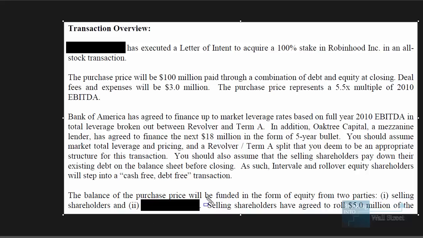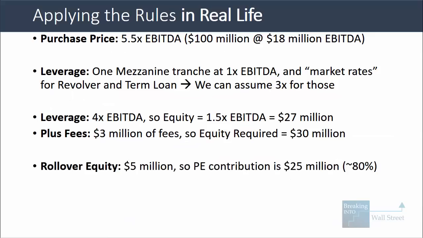We also get this information that selling shareholders have agreed to roll 5 million of their equity into the new company. So in reality, the PE contribution here will be about 25 million. We have a rollover of 5 million, 30 million of total equity that's required, so the PE firm ends up owning roughly 80% of the company after the transaction. Technically 83%, but we're just rounding it to 80 here. So we know the upfront equity contribution, and now we need to figure out how much the private equity firm gets back at the end.